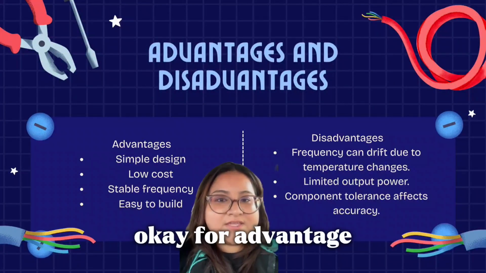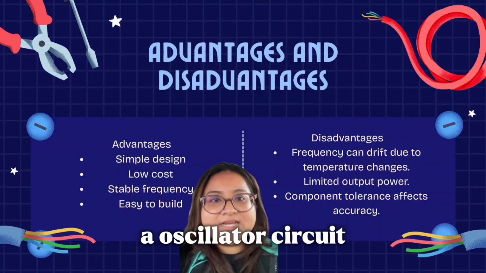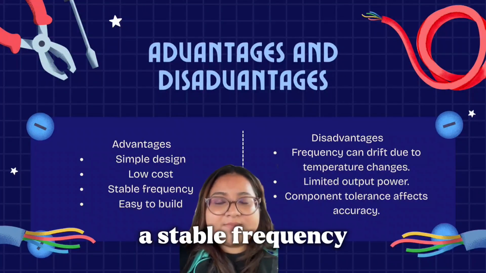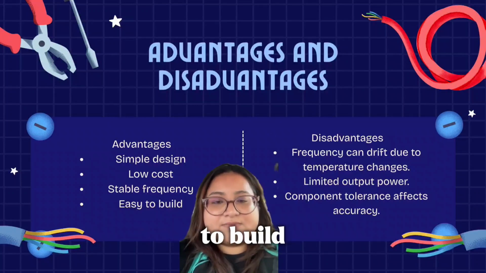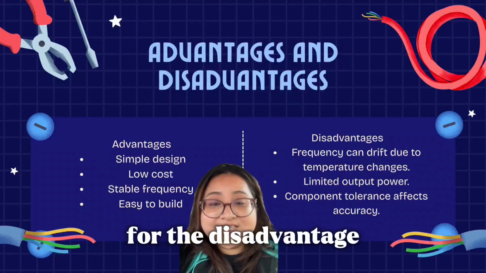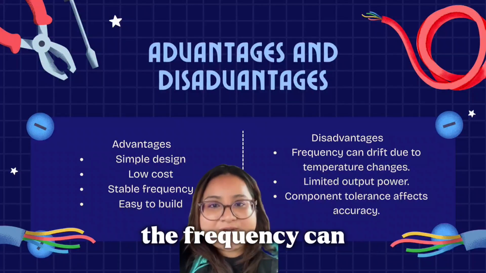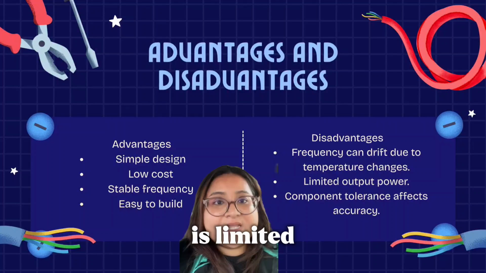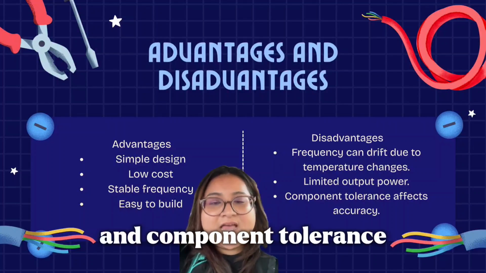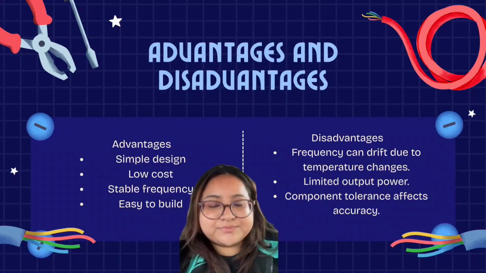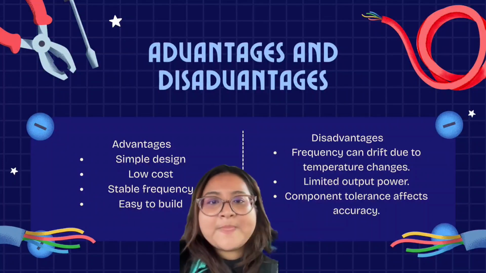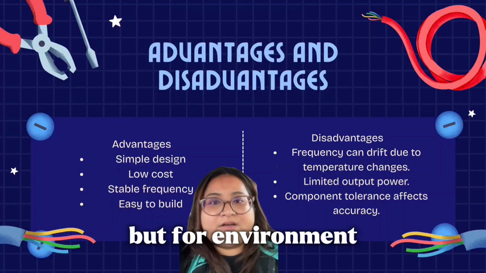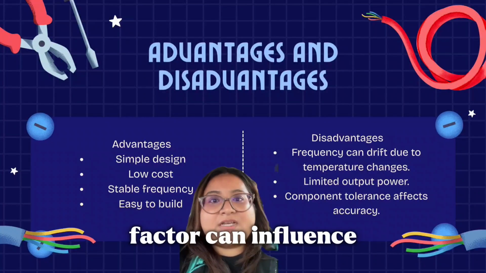Okay, for advantage, oscillator circuits have a simple design and are low in cost. They provide a stable frequency and are easy to build. For disadvantage, however, the frequency can change due to the temperature variation. The output power is limited and component tolerance can affect accuracy. So overall, oscillators are widely used, but environmental factors can influence their performance too.